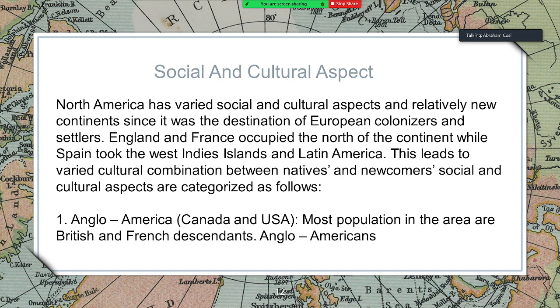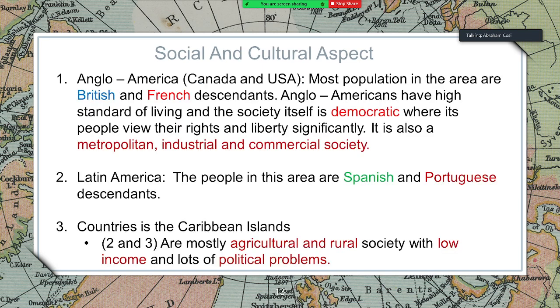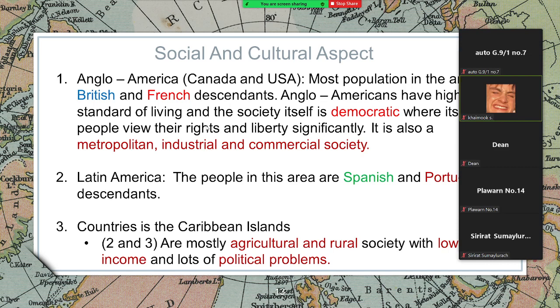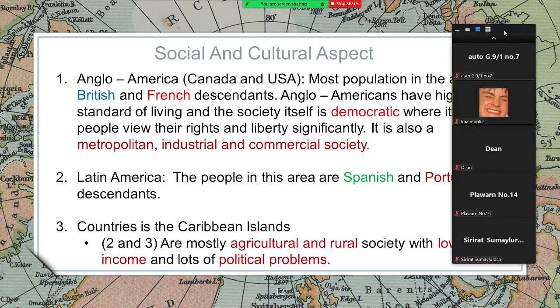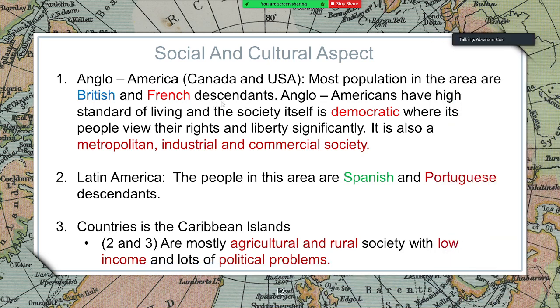These are categorized as follows. First, we have Anglo America. When they say Anglo America, it automatically points to Canada and USA. Next, most of the population in the area are British and French descendants. Descendants meaning they are Canadians or Americans.